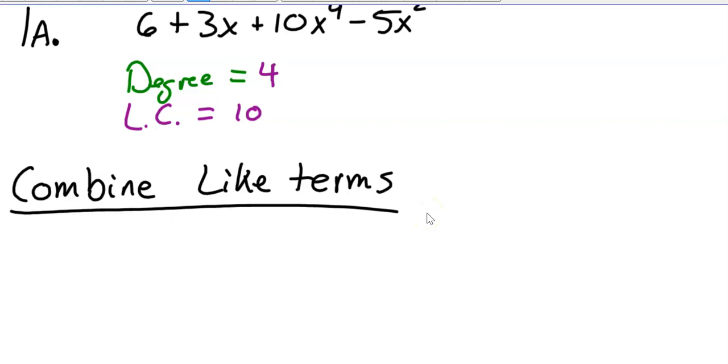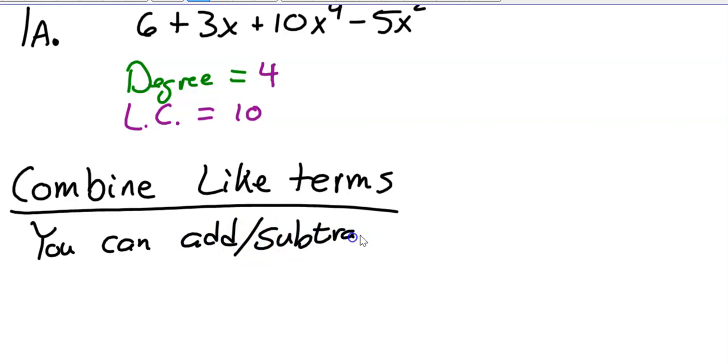Now, we're going to start adding and subtracting, but before we do that, just remember that we'll kind of back up for just a second. That if you combine like terms, this is where you can add or subtract, depending on whatever the signs are. We'll just say add or subtract here. That you can add or subtract the coefficients.